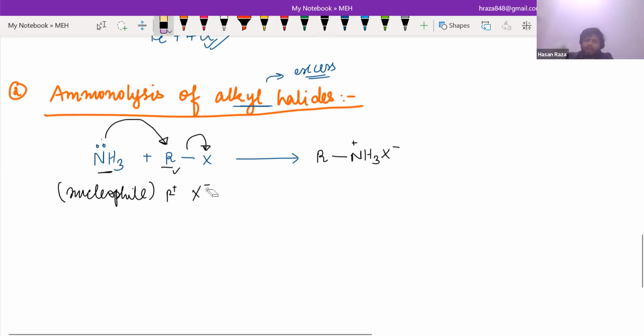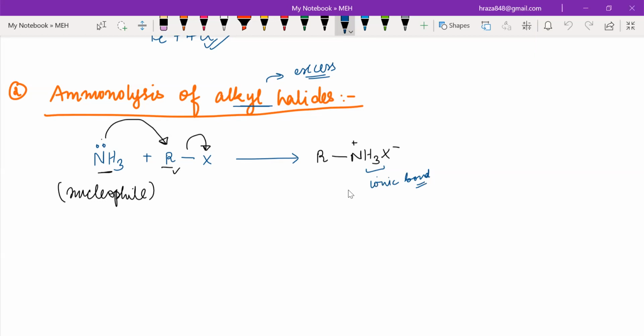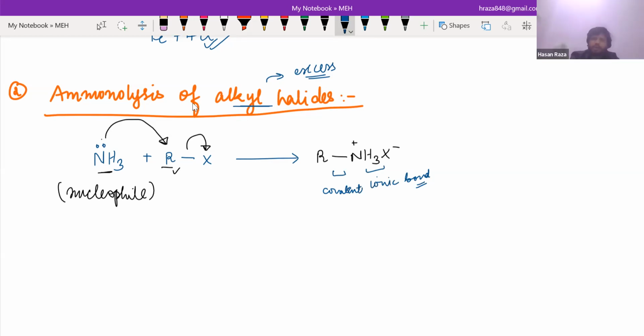So there can be a question like the bond between X negative and NH3 positive. So it is ionic bond. It is ionic bond. Okay. And this is your covalent bond. Can you change the slide? Please do write it. Then we are going to do ammonolysis.